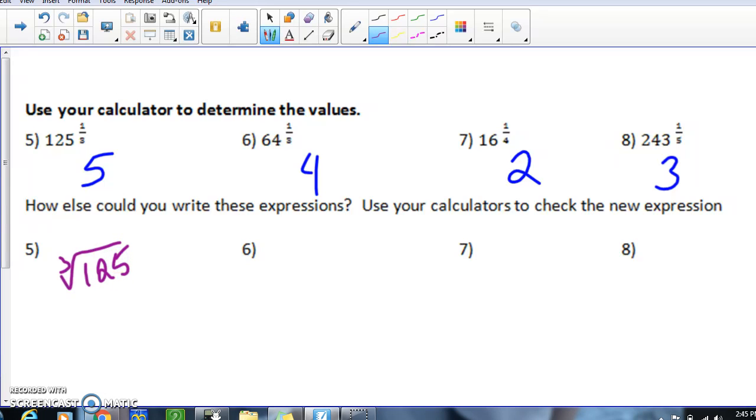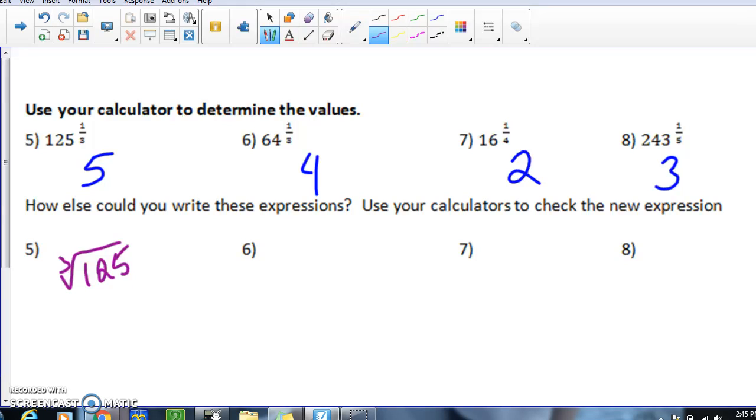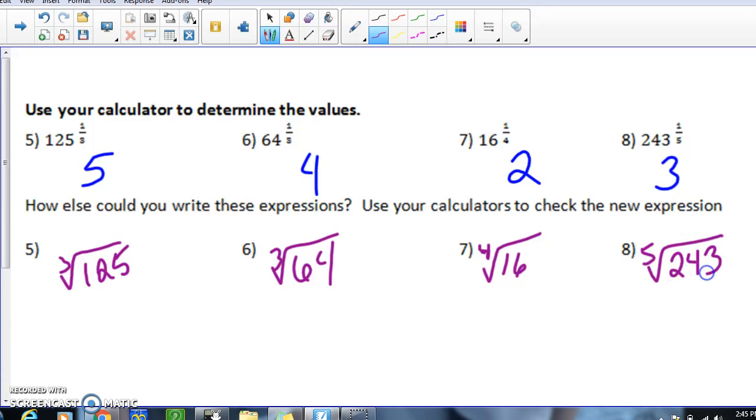And again, if you have your blue sheet, you can check that, or if you want to check that on the calculator, remember the third root is under math. You hit number 4 for the third root. If I type in 125, I should get 5. Very similarly, the third root of 64 happens to be 4, and you can check that. The fourth root of 16 is 2. And the fifth root of 243 is 3.